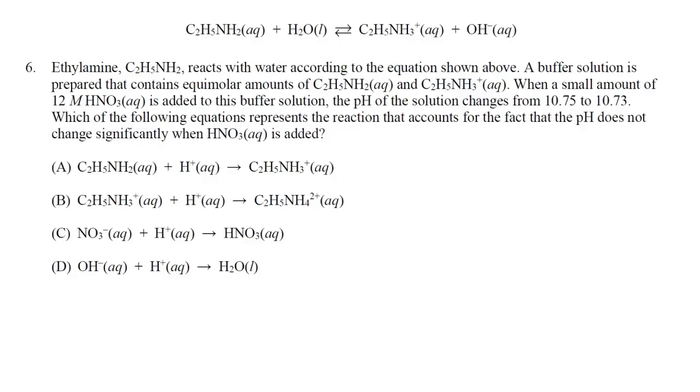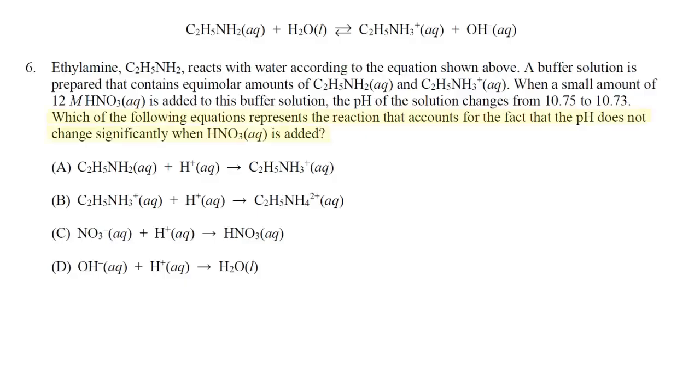So there's the buffer, and when a small amount of 12 molar HNO3, which is nitric acid, that's a strong acid, is added to this buffer solution, the pH of the solution changes from 10.75 to 10.73. So a good buffer will have a small change in pH, and that's what's happening here. The strong acid is added to the buffer, and the pH decreases, but only slightly.